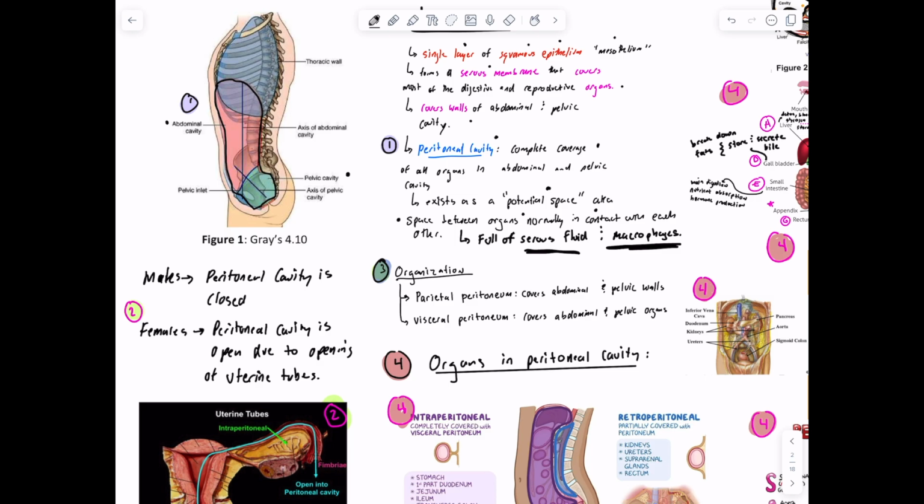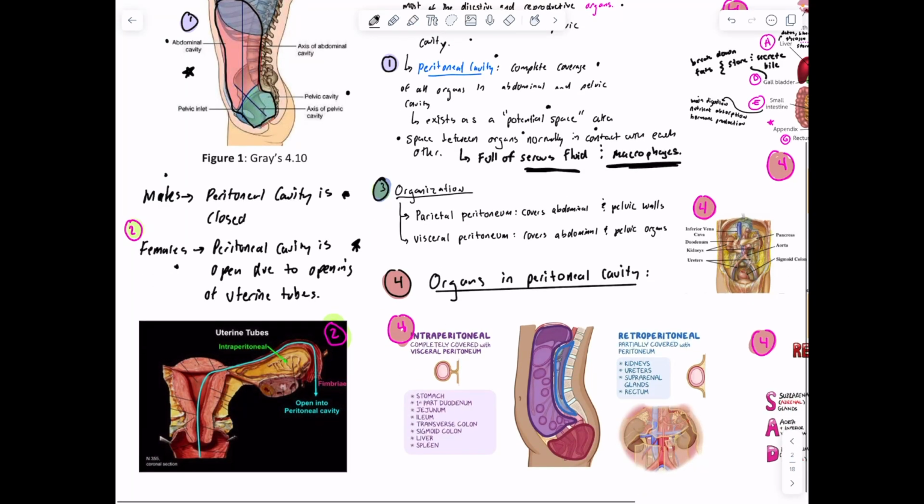All right, so just an important note about this peritoneal cavity: in males, the peritoneal cavity is closed. In females, the peritoneal cavity is actually open to the outside world as a result of the uterine tube, right? You come in through the uterine tubes, and you can see the fimbriae, but there is actually a gap right here that opens into the pelvic cavity, aka the peritoneal cavity.